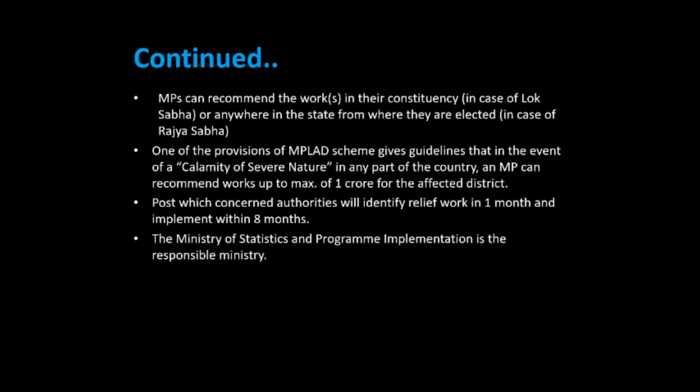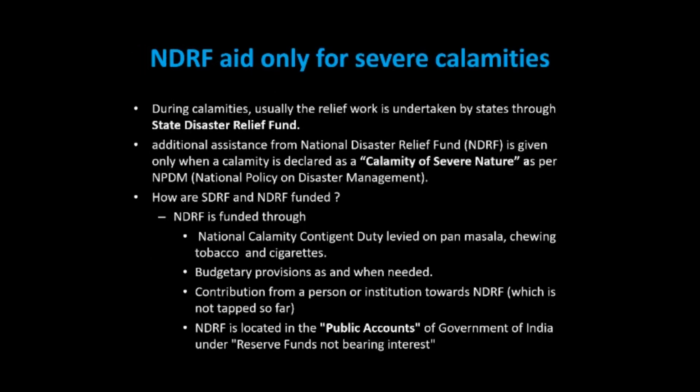One of the provisions of this scheme states that during a calamity of severe nature, which happened in Kerala of late, in any part of the country, an MP can recommend works up to a maximum of 1 crore for the affected district. This work will be carried out by concerned authorities. Relief work will be identified within 1 month and the implementation will happen within 8 months. The ministry responsible for carrying out this process is the Ministry of Statistics and Program Implementation.